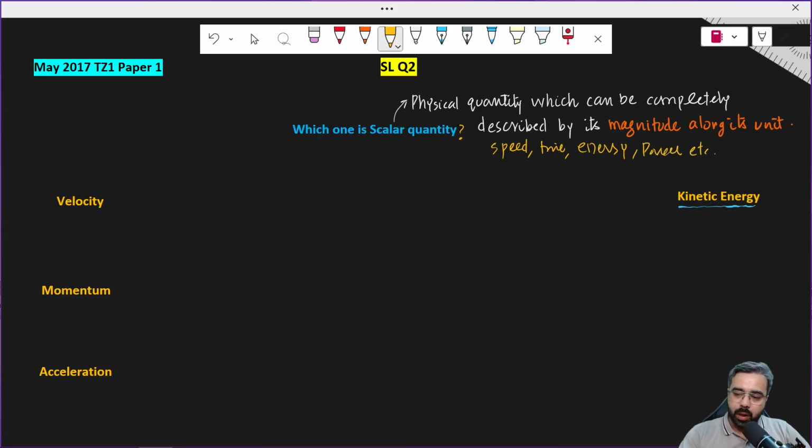Right? Now, how do we measure the kinetic energy? You just need the magnitude of the mass and the speed. So half mv square, this is the amount of energy possessed by the object due to its motion.